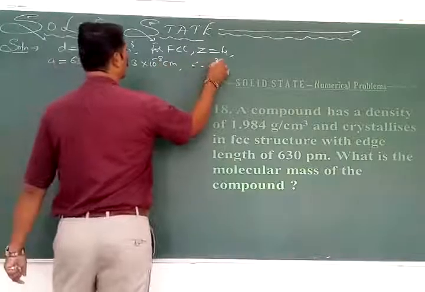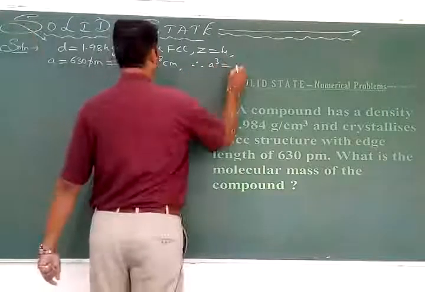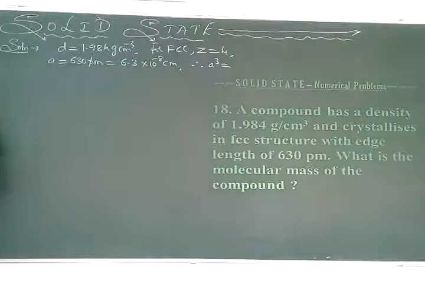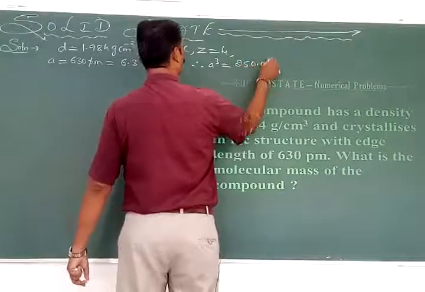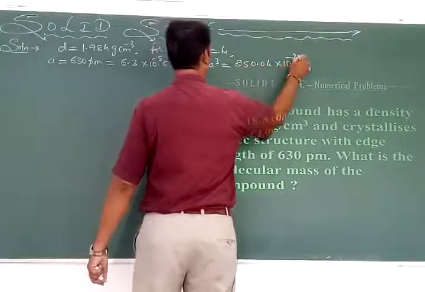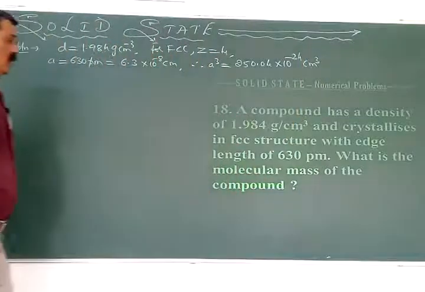Therefore, what is A cube directly? 6.3 whole cube is 24.389. A cube is not 24, I think. Not 23. A cube is 250.04 into 10 to the power of minus 24 in terms of cm cube. Okay. Its length is given.